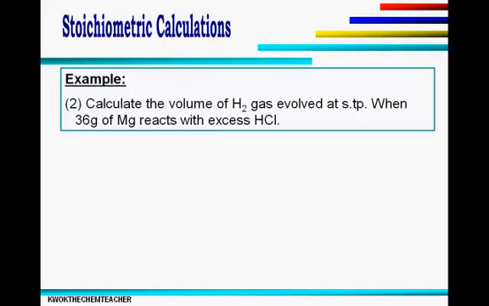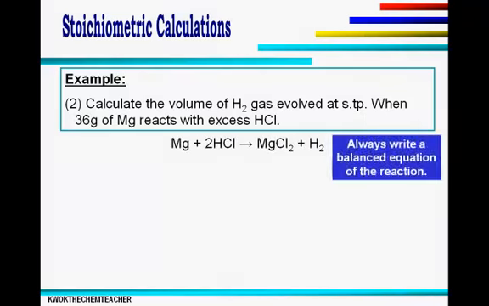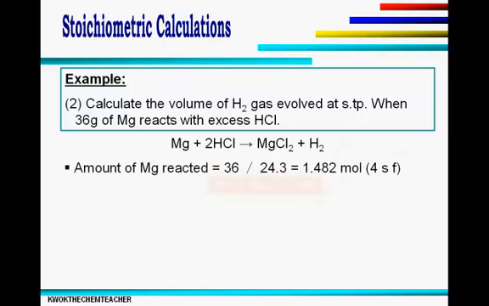My second example: calculate the volume of hydrogen gas evolved at standard temperature pressure when 36 grams of magnesium reacts with excess hydrochloric acid. Once again, always write a balanced equation of the reaction, which is 1 mole of magnesium reacting with 2 moles of hydrochloric acid to give you 1 mole of magnesium chloride and 1 mole of hydrogen gas. The amount of magnesium reacted will be 36 divided by 24.3 to give you 1.482 moles.